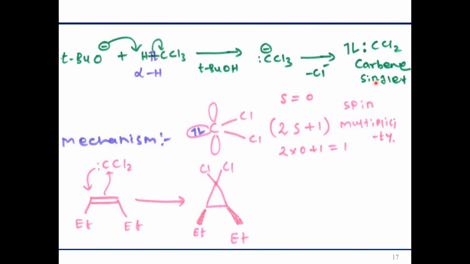Why are we saying singlet? Because according to the spin multiplicity formula, 2S plus 1, if you substitute the spin value, that is 0, you will have the value 1, which says the carbene is singlet. This reaction is also a concerted reaction. When the carbene molecule reacts with this alkene, you will have the corresponding product. Here the carbene acts as both electrophile as well as nucleophile.